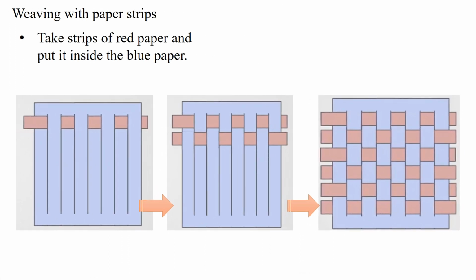Now take a strip of red paper and put it inside the blue paper such that it is under the first blue strip and over the next. Now take the second red strip and weave it such that it is under the first blue strip and over the next. Repeat this process a few times and you should see this pattern.